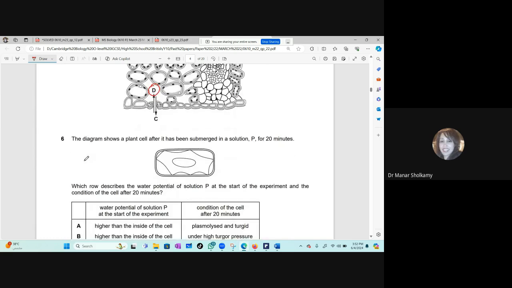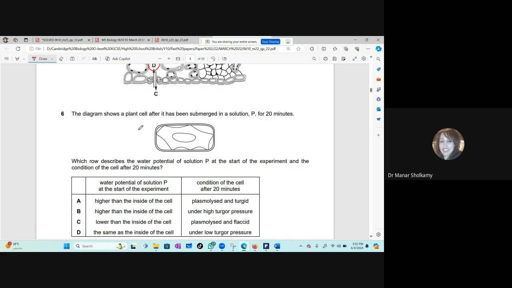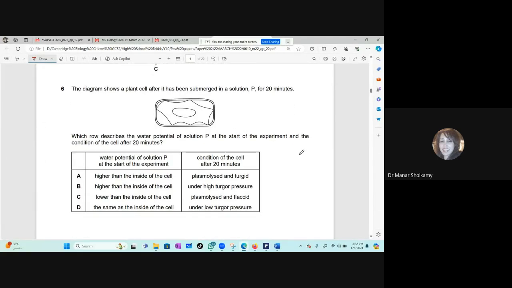Okay. The diagram shows a plant cell after it has been submerged in a solution for 20 minutes. Now, does this plant cell look turgid or plasmolyzed? Plasmolyzed. Of course. Which row describes the water potential of the solution at the start of the experiment and the condition of the cell after 20 minutes? You tell me. C. Of course, we know it from plasmolyzed and flaccid. Okay.